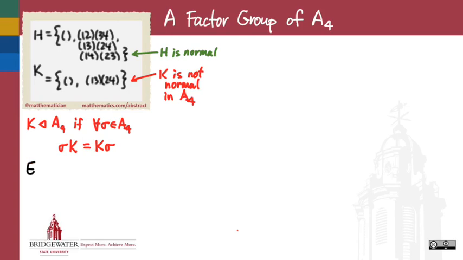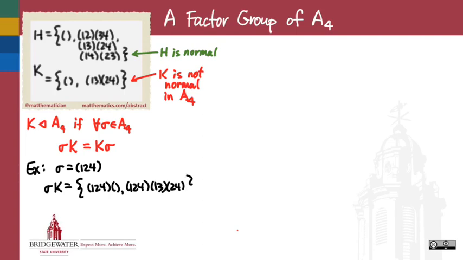Okay. So as an example, let's choose sigma equals (1 2 4). And then let's just find out what (1 2 4) does to the elements of K. Right. So sigma K is going to have the elements (1 2 4) times identity, comma, (1 2 4) times (1 3)(2 4). Of course, this first element is just going to be (1 2 4) because we're multiplying by identity. But then we have to simplify out this second product. There probably should have been a standard 5 check on this quiz. I'll think about that as I'm grading it.